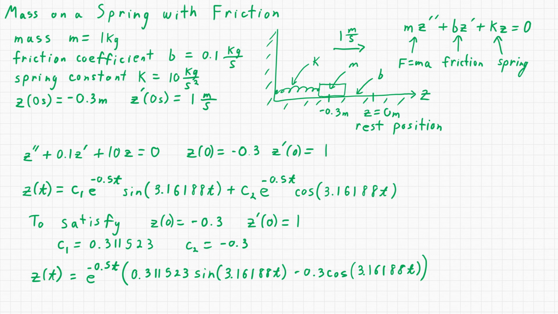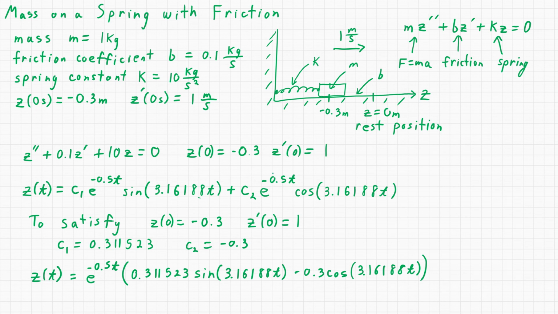You don't know how to solve this yet, but the general solution to this ordinary differential equation is Z of t is some constant C1 times e to the negative 0.5t times sine of this number, which is calculated from all the constants that are specified, but just take it for granted now. So sine of 3.16188 times t, plus another constant, C2, which is different from C1, times e to the negative 0.5t cosine of 3.16188t.